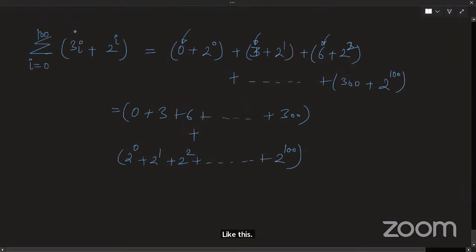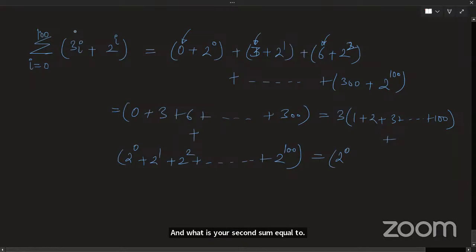Because it is basically summation only. So now when you take your first sum, it is basically 3 into 1 plus 2 plus so on till 100, right? And what could be your second sum? It could be 0 plus 1 plus 2.